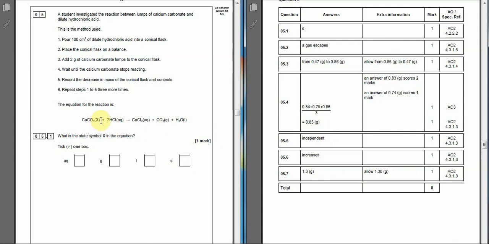So 5.1. What's the missing letter here for the X? Big clue if you didn't get this right. Look up at the top, it says lumps of calcium carbonate. So we've got a solid, liquid, gas or aqueous solution as an option. It's going to be a solid if it's lumps.